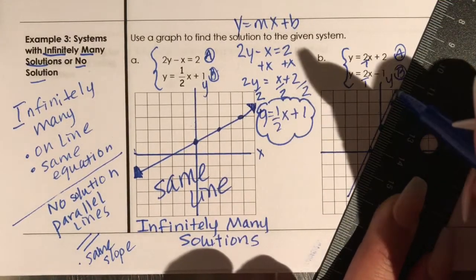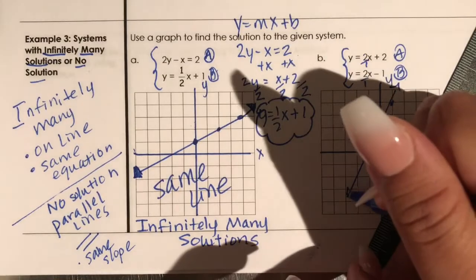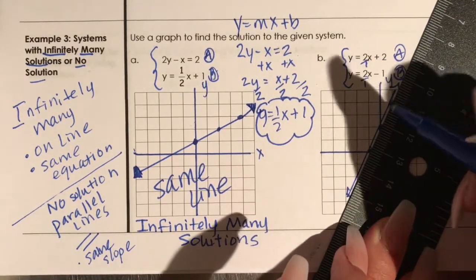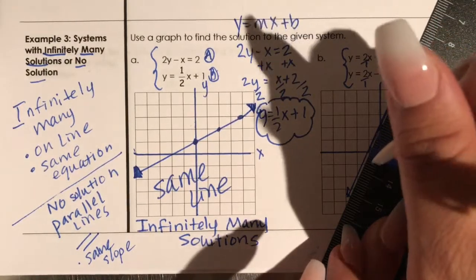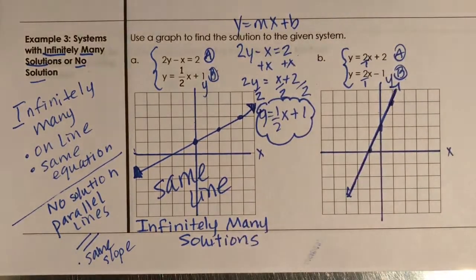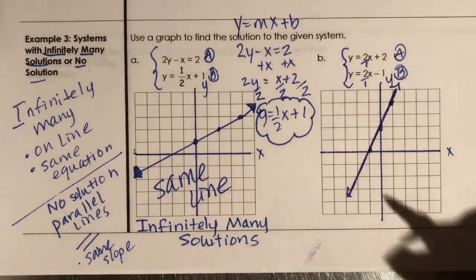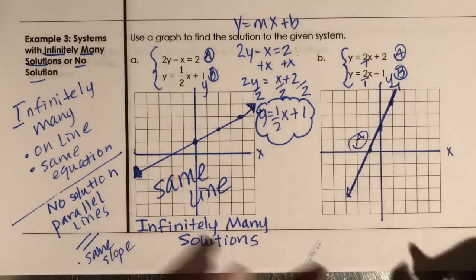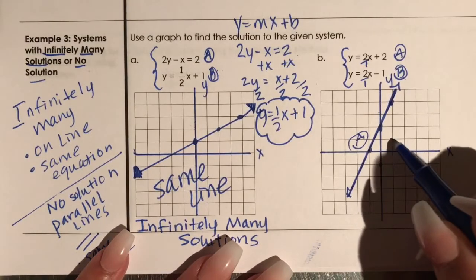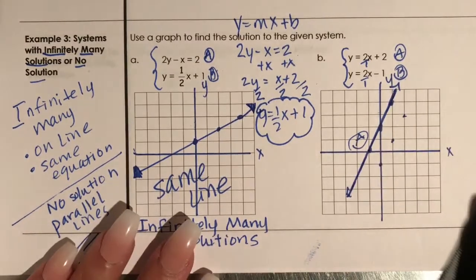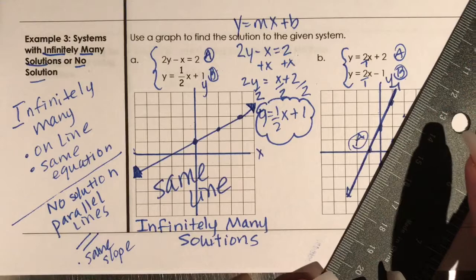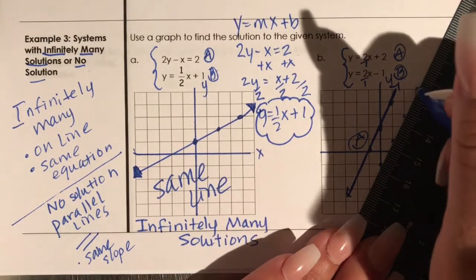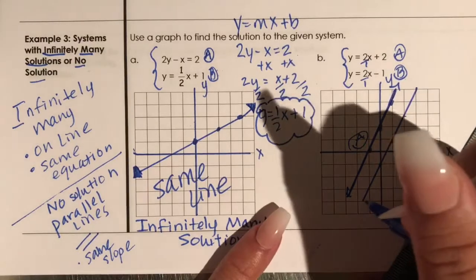I could do better on that. That is line A. Line B. (0, -1), same slope. Same slope means that I'm going to have parallel lines. No solution.